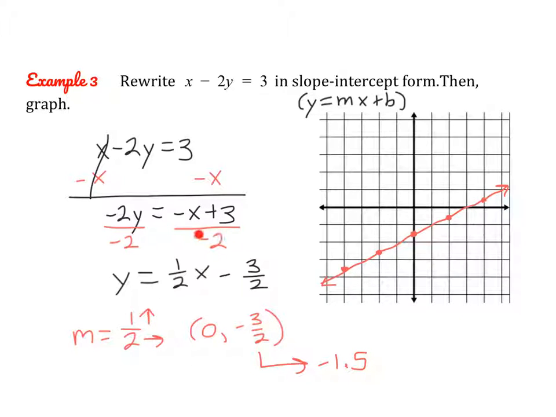Just remember, when you go to divide, when you're rewriting, if you have something that doesn't divide evenly into the number, that means you're just going to have a fraction. And we can graph fraction coordinates, however, we are going to need to estimate where that is on our graph.